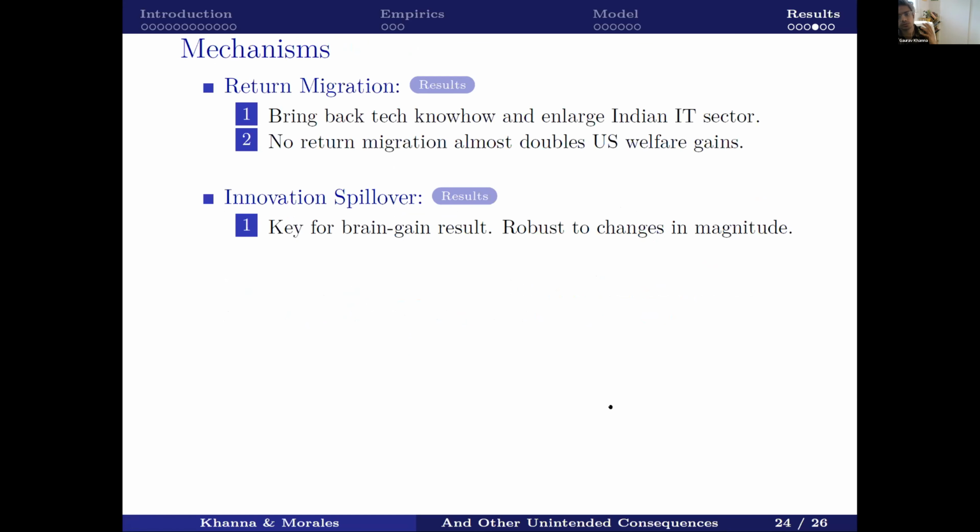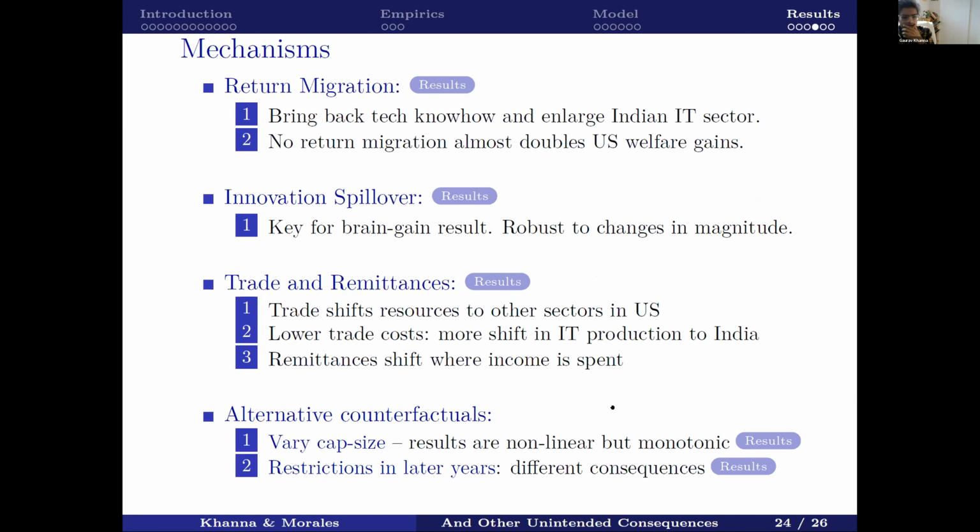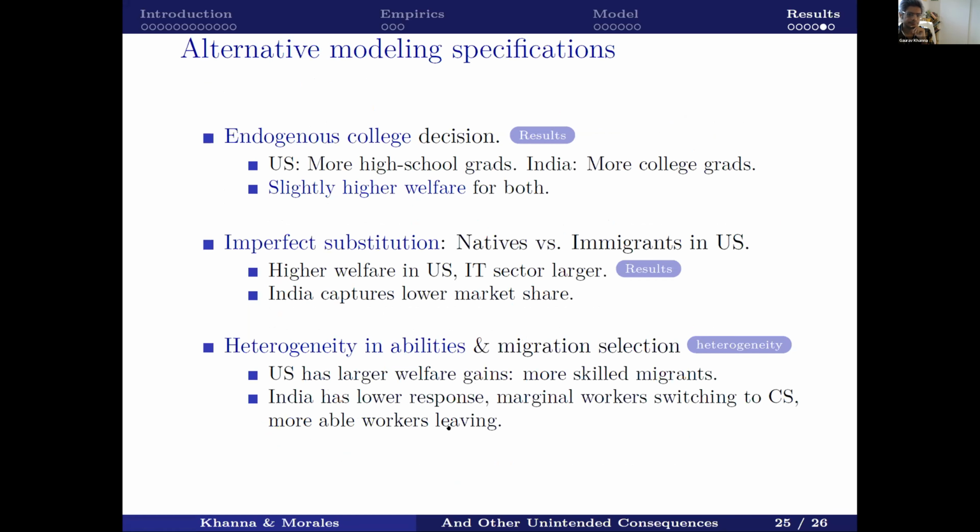In the interest of time, I won't go into the different mechanisms, but you'll have my slides to see how return migration plays an important role, and how trade plays an important role. You can do different things like vary the cap size or restrict this H-1B migration in different years to see how different things might play out. So the general equilibrium model makes it quite powerful to study these different aspects. And for those of you who are interested in general equilibrium modeling, you might think about how else we might model these things and how they might affect the results that we find.